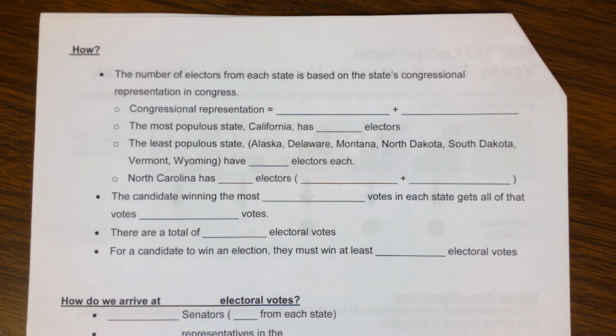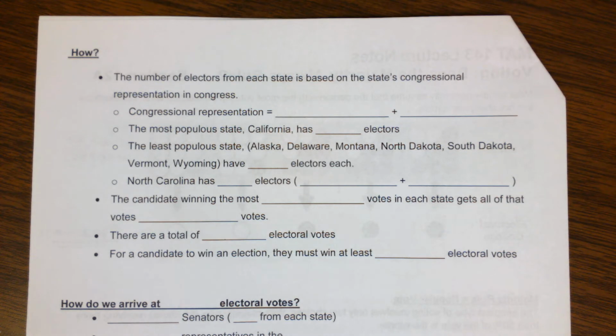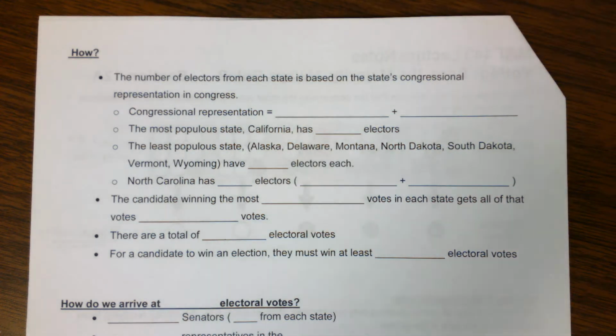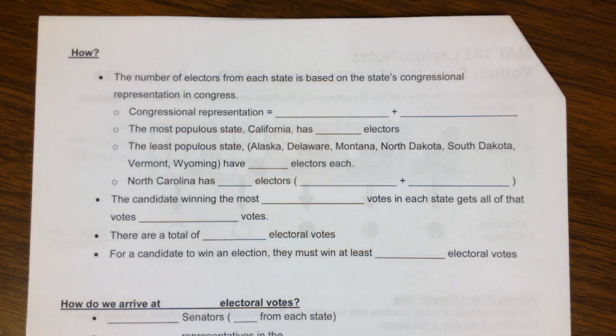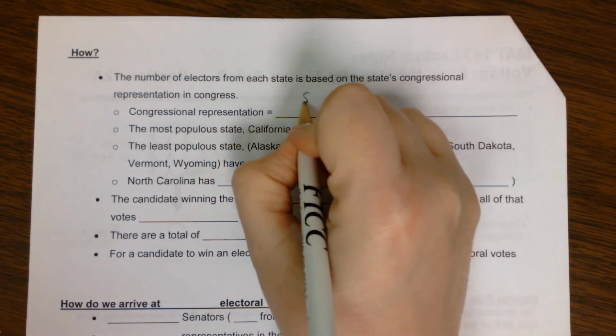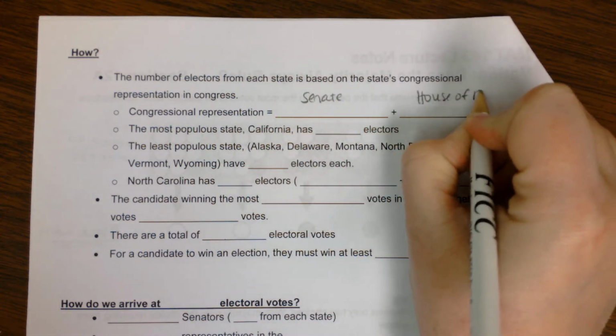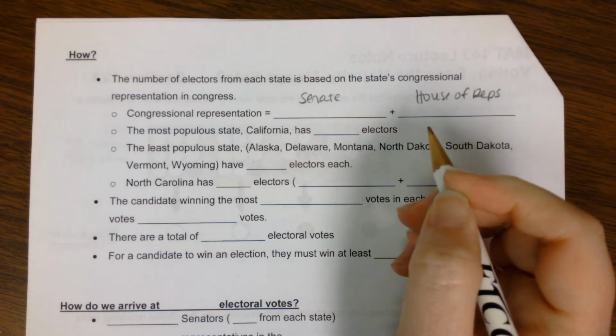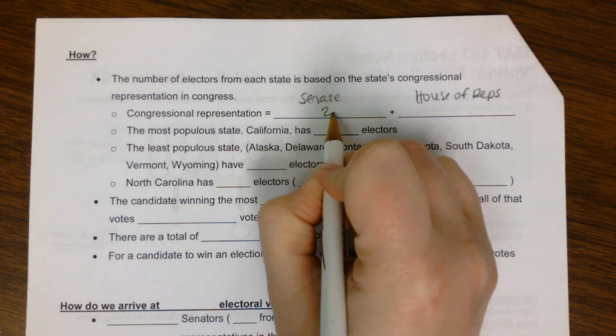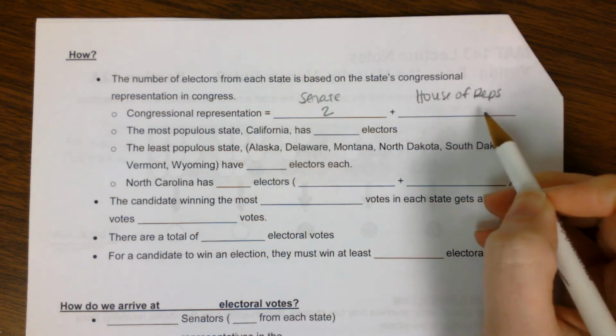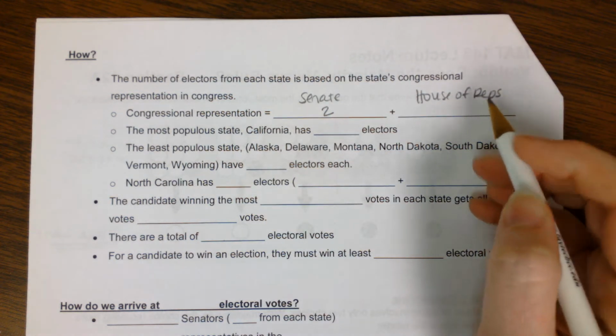Okay, so how do we decide how many votes every state gets? The number of electors is based on how many people the state has in Congress. Congress has two houses: you have your Senate and you have your House of Representatives. Every state gets 2 representatives in the Senate. The House of Representatives is based on population.